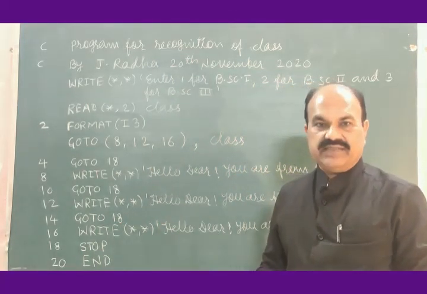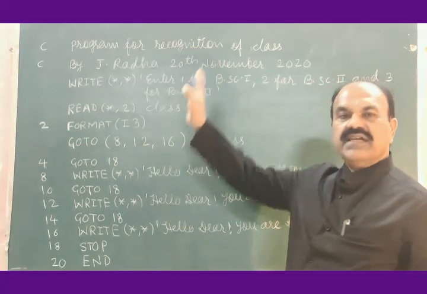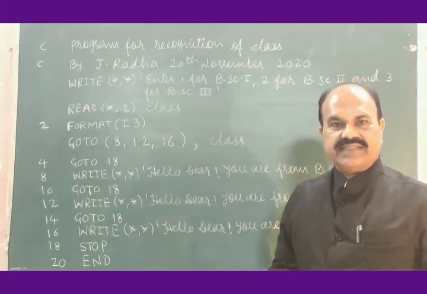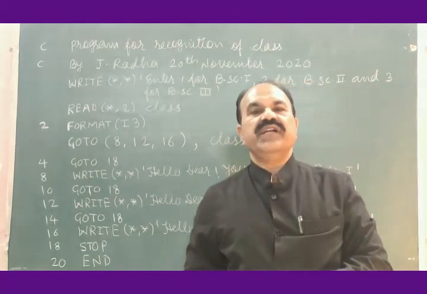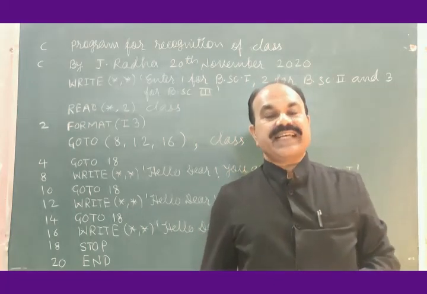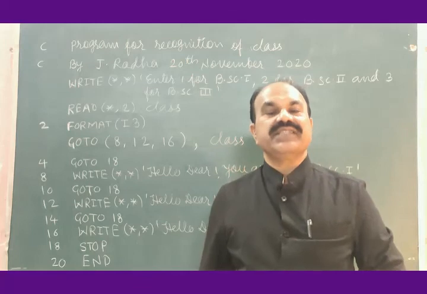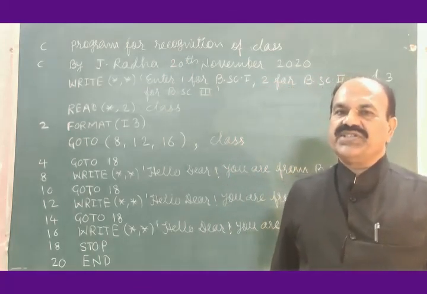to statement. I hope it is now very clear to you from this example how to use the unconditional go to statement and the computed go to statement in a Fortran program to transfer the control to any other statements in the program. Hope you got it. Thank you.